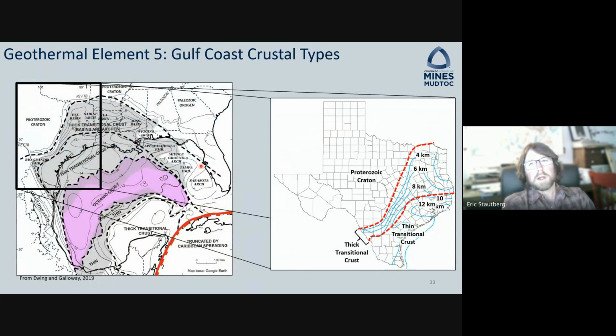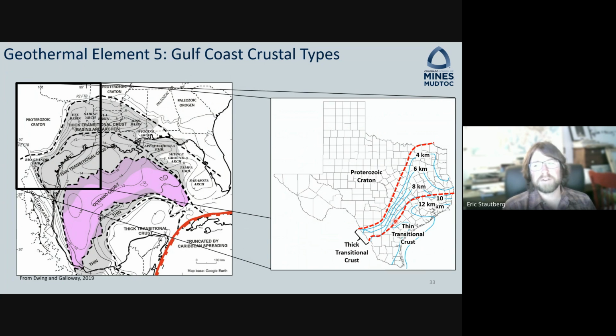And the fifth element that I think is very important out here are the crustal types along the Gulf Coast. This is another figure from Ewing and Galloway 2019, where they're showing the different crustal types beneath all of the Gulf Basin. And so most of Texas is underlain by the Proterozoic craton. But as we move onto the Gulf Coast, we see this zone that's underlain by this thick transitional crust, and the southern part of the coast and the shelf is underlain by this thin transitional crust.